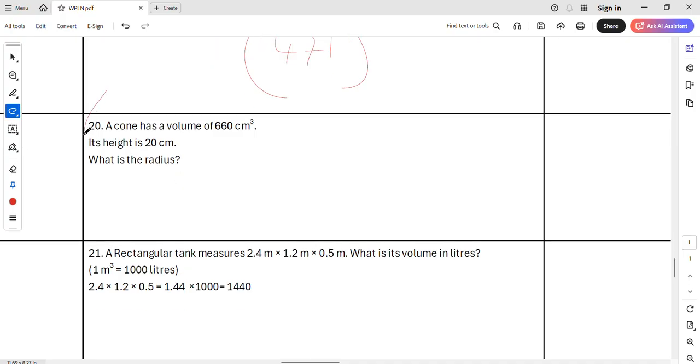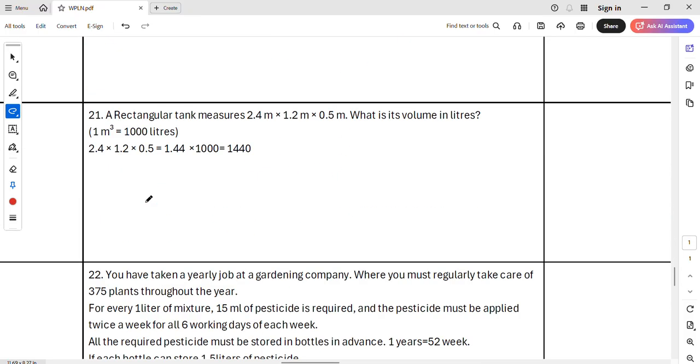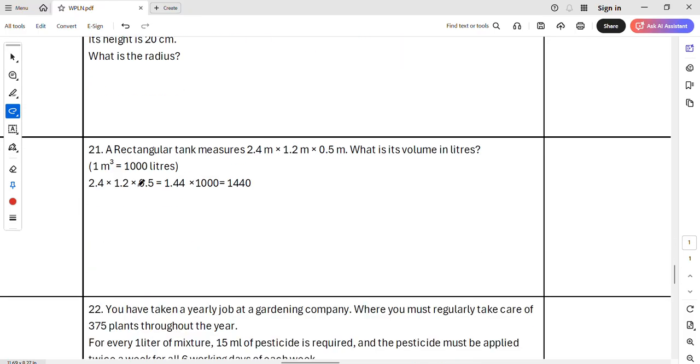Okay, then question 20. A cone has volume 660 cube centimeter. Its height is 28 centimeter. What is the radius? We just follow the same formula. Yes, correct. So using this formula, the radius is 5.6. Okay, same question repeated.